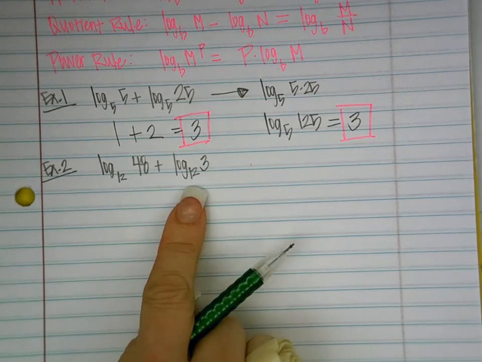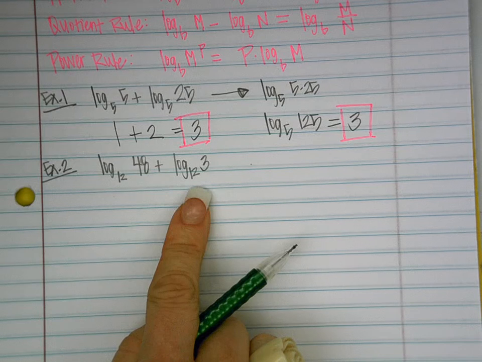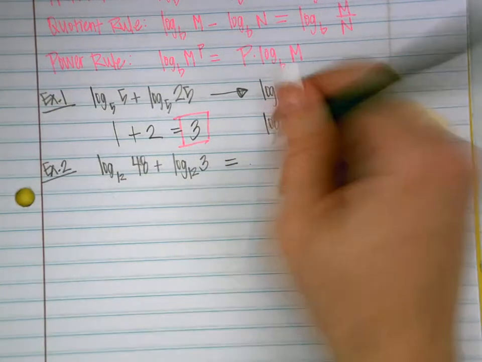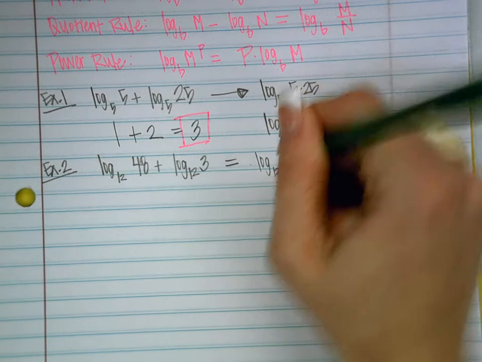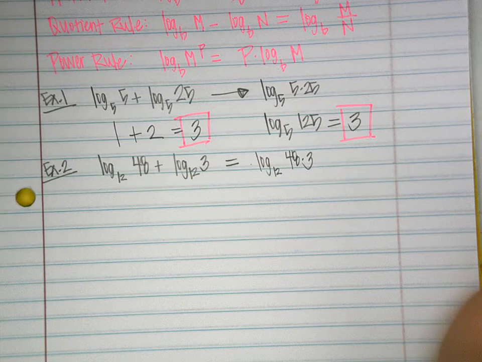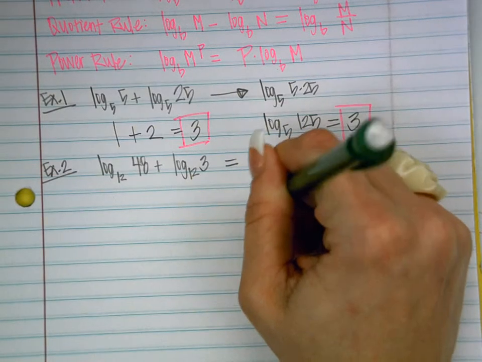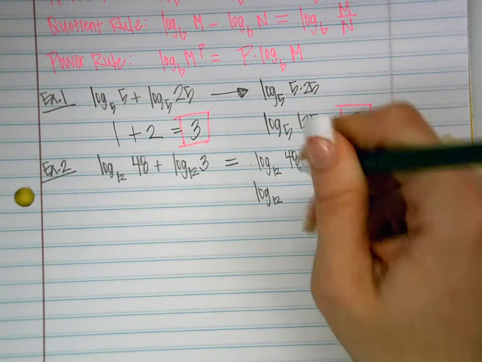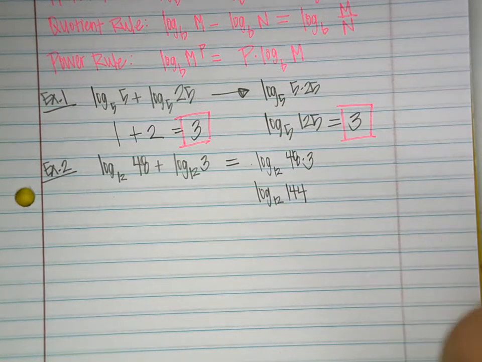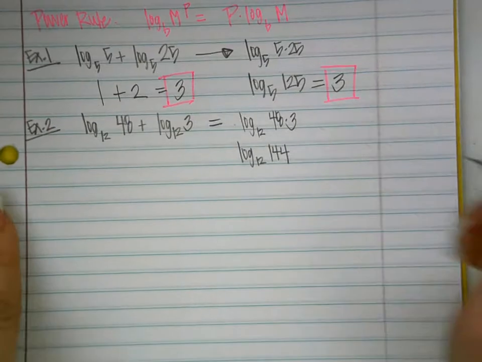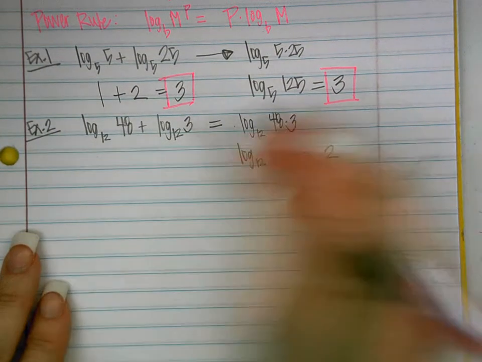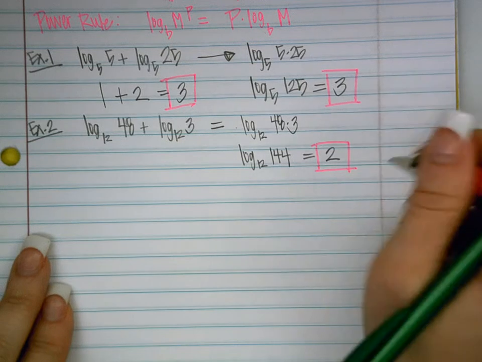So for these, you actually have to condense first. Okay, so how would you condense that first? Addition turns into what? Multiplication. So that would give you log base 12 of 48 times 3. What is 48 times 3? 144. And what is log base 12 of 144? 2. Okay, that's your answer. So this whole thing is equal to 2.